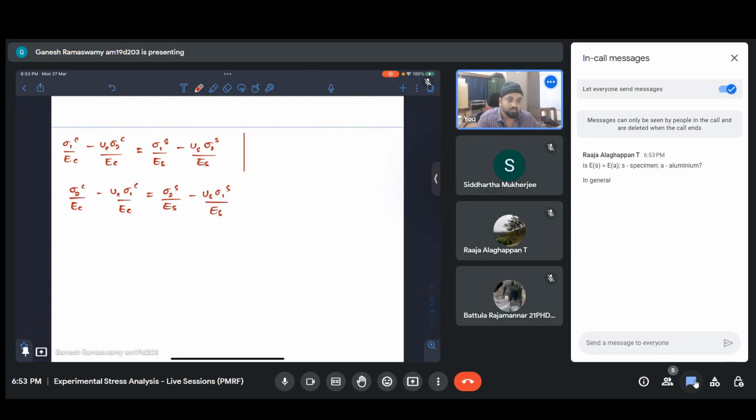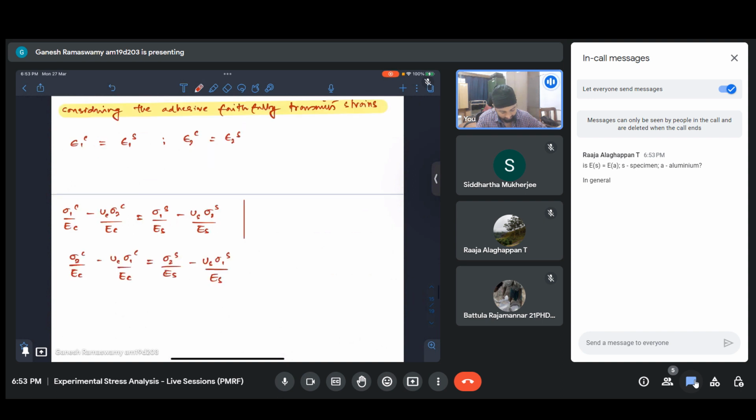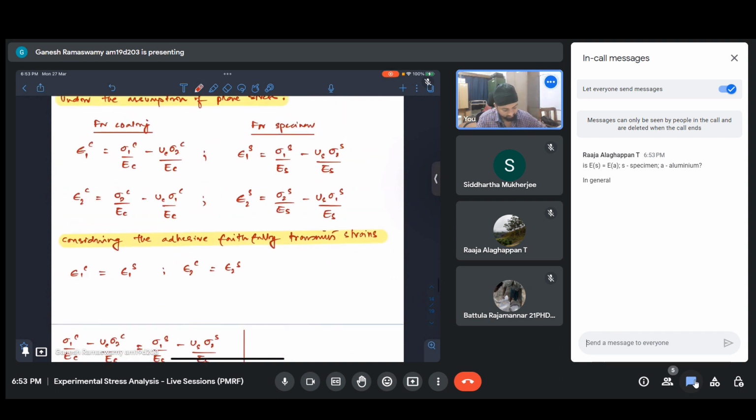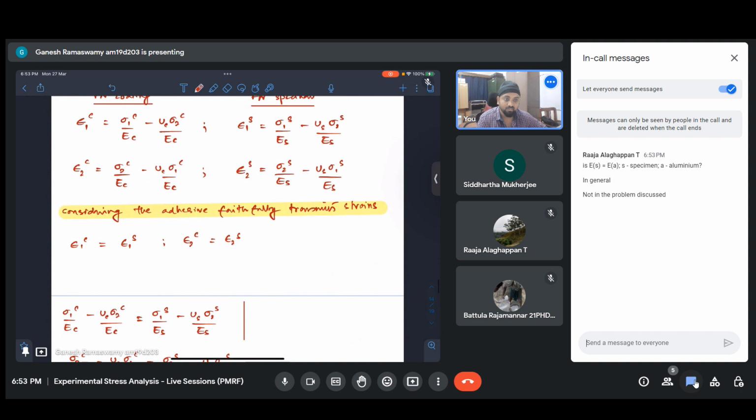ES and EA. Where is EA, sir? ES is not in the problem discussion. Okay. S is specimen. A, I'm not sure what, if it is given in the problem that the specimen is aluminum.